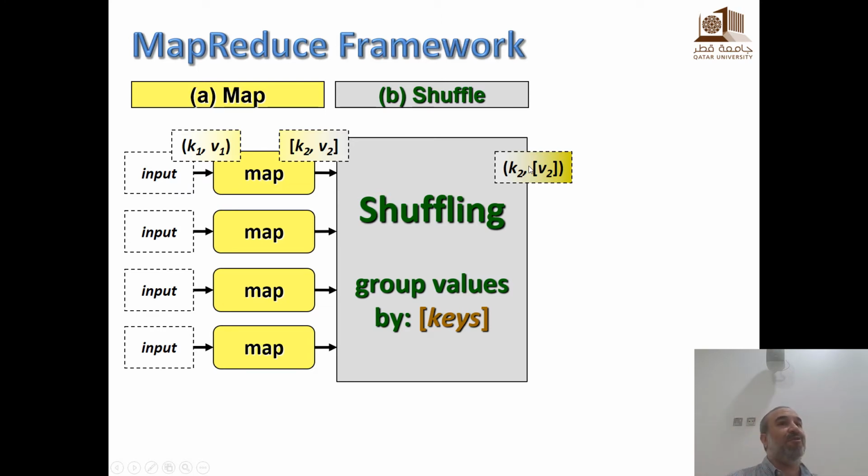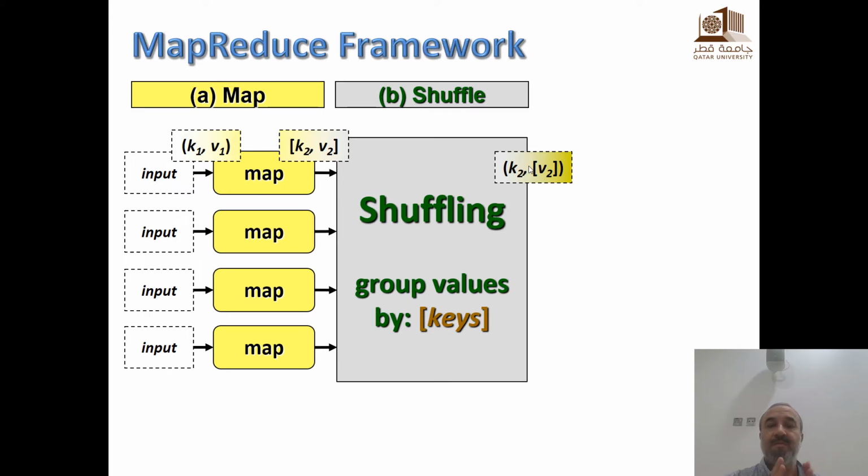Why do we say here the list of values? Because that's the grouping. That's the meaning of the grouping. We'll find all the values that were produced in the map phase with that specific key, and we'll do that for all the keys that appear in the intermediate output. Where is the intermediate output? This is the output of the map phase. That's what we call the intermediate output.